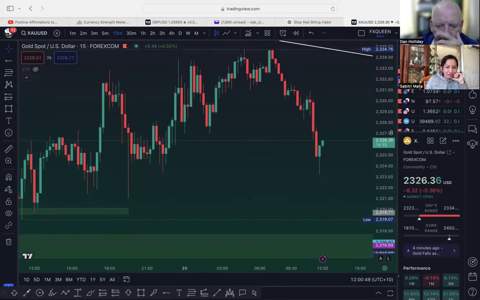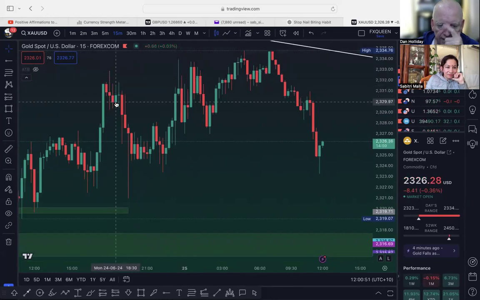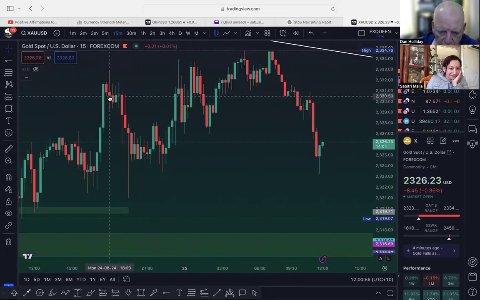Now I look at that, and that says to me, that's a stop hunt. Was that the banks doing a stop loss hunt there? This one? Yeah.